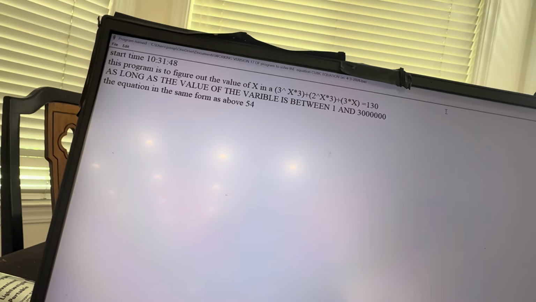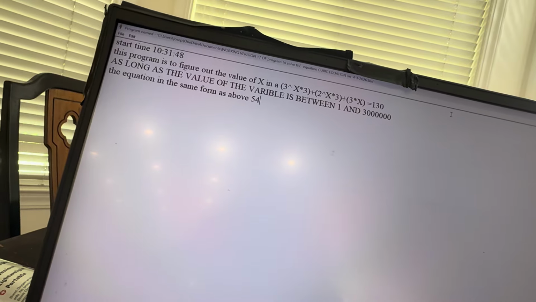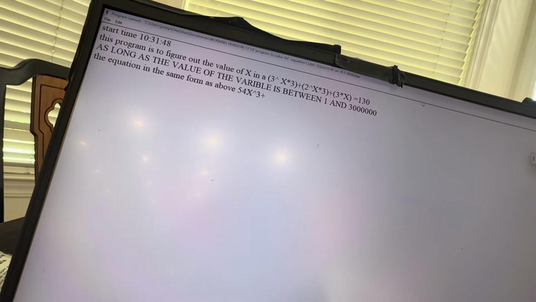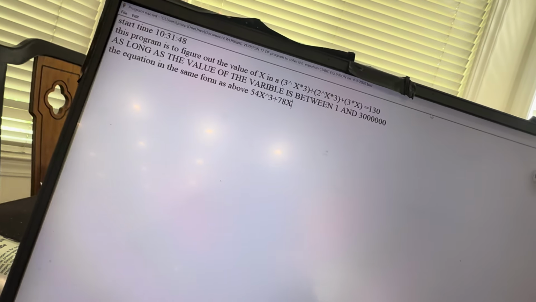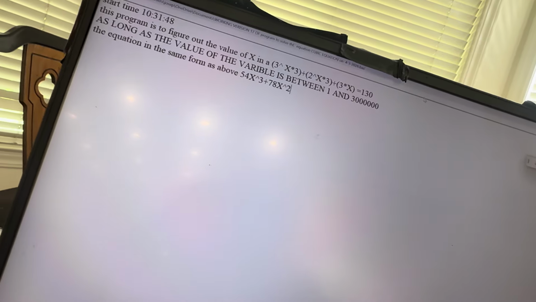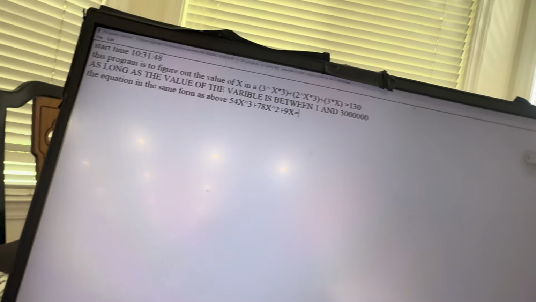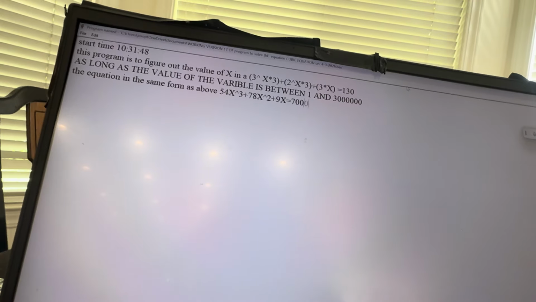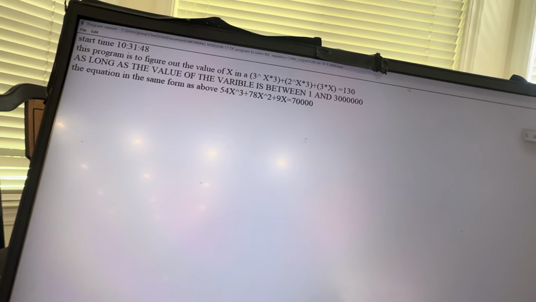54 x raised to the third plus 78 x raised to 2 plus 9x equals 70,000.